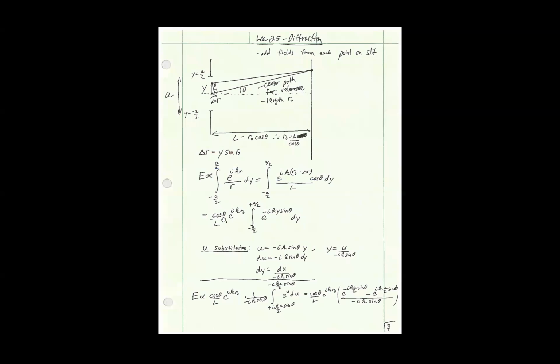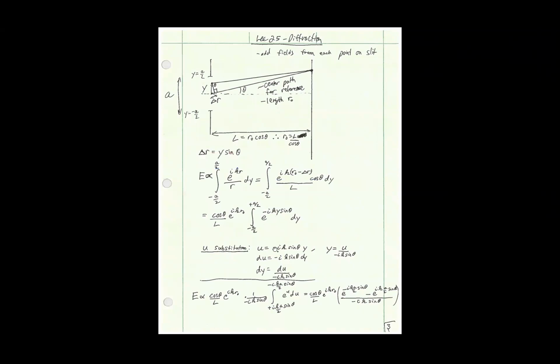So we can pull out the things that don't depend on y because we're integrating over y. We're summing up the fields from points with different y coordinates. We're going to get cosine theta over L out front and e to the ikr naught out front. And then we've got this integral that looks messy, but actually is related to something very simple. E to the minus iky sine theta.